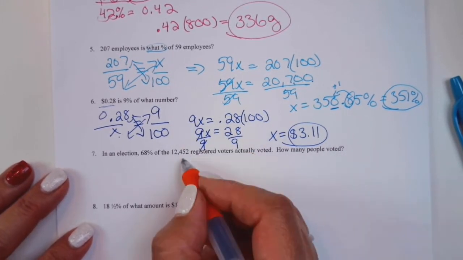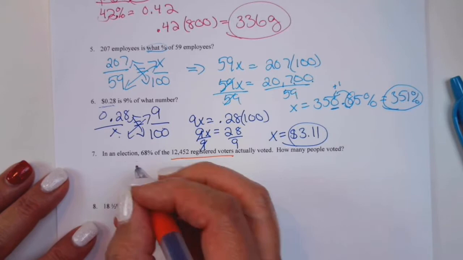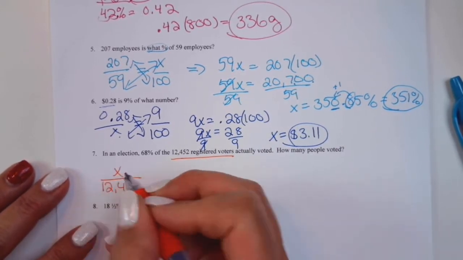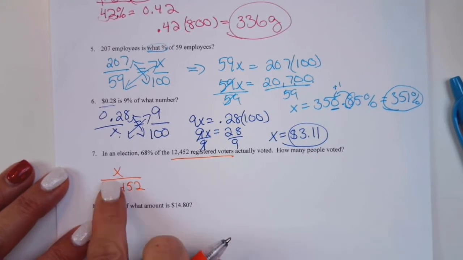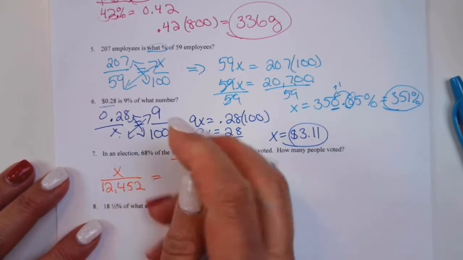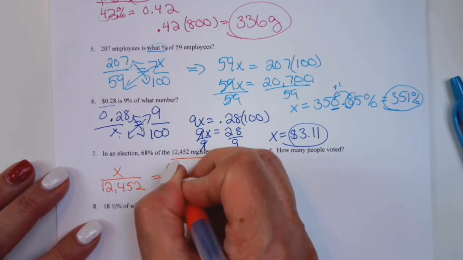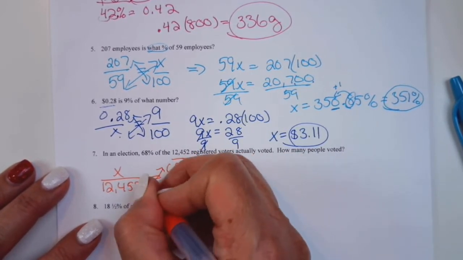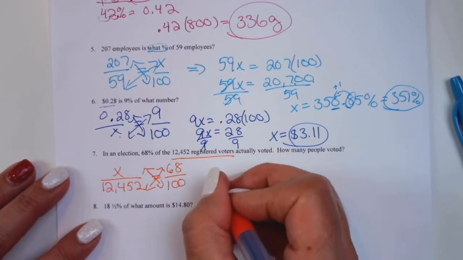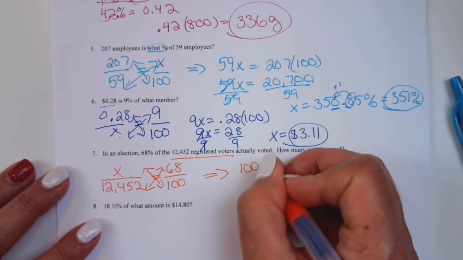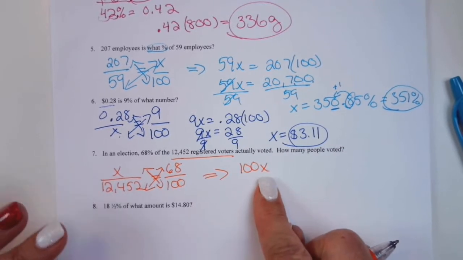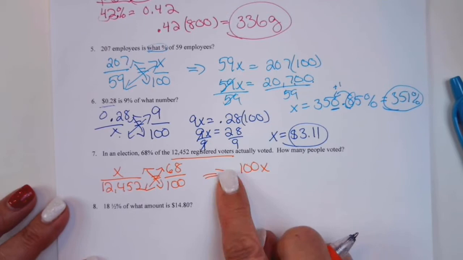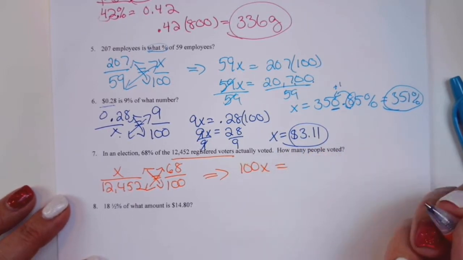So we know the number of registered voters, so that will be our whole, 12,452. We don't know the part, it's asking for it, so that's what we're going to mark as X. And then our percentage is 68 over 100. And again, we are cross multiplying here. So 100 times X. I'm always putting the one that has the X onto the left because it's just easier to solve it that way.